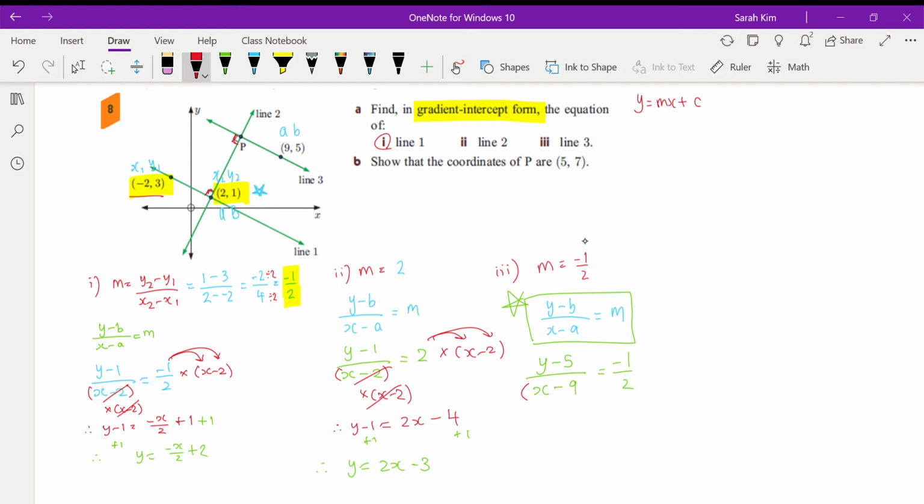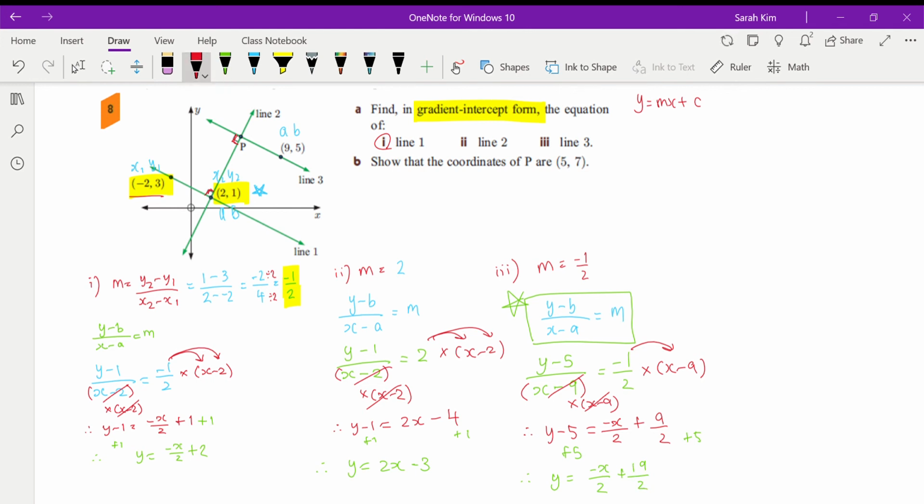So let's see if I can solve this one. Times by x take 9 on both sides to get rid of it. Therefore, y take 5 is minus x divided by 2 plus 9 over 2. All I have to do is plus 5, so therefore y is minus x over 2. I'm just going to grab my calculator and do plus 5 plus 9 over 2, and I get 19 over 2. Alright, so here are my 3 equations done.